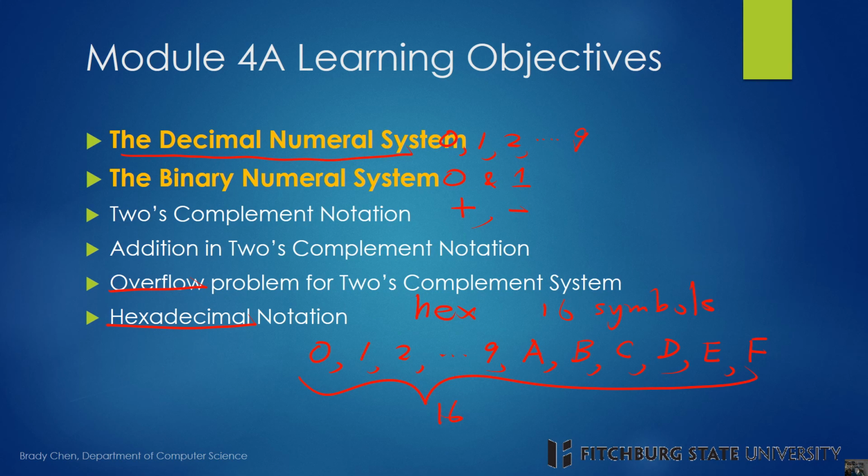Hex is widely used in digital electronics and computer engineering because hex is relatively shorter than the binary system. Also, hex is very easy to convert into binary and vice versa.